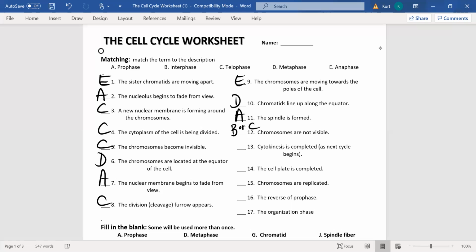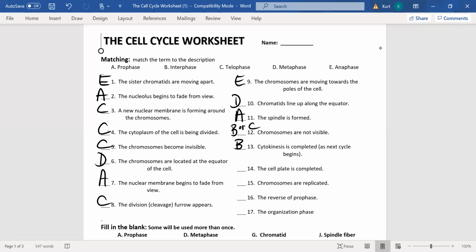Number 13, cytokinesis is completed. That means it's over. You're starting the cycle again. Well, remember that this is a cycle. It goes interphase, M phase, interphase, M phase. So cytokinesis is part of M phase. It's the end of M phase. So when M phase is over, you start interphase again. So that would be interphase, B.